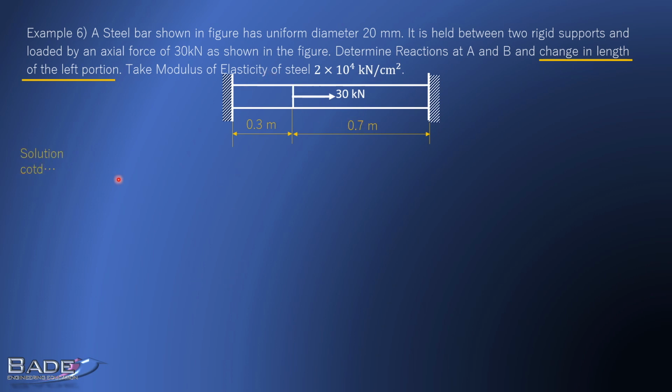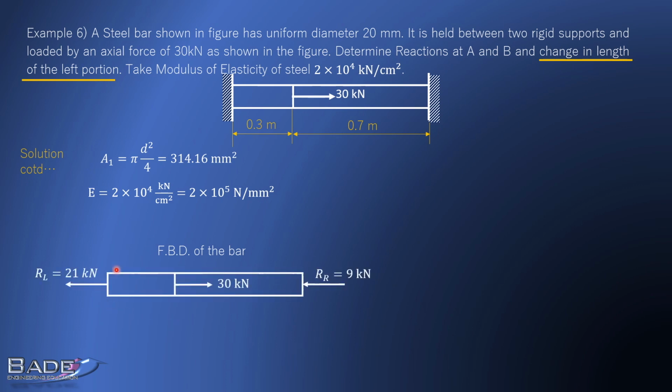So we are continuing with the example 6. Area pi d squared by 4, 314.16 millimeter squared. That is area of first part. Young's modulus of first part, it is 2 into 10 raised to 5. Of course, for both of the parts it is the same. FBD of the bar. So this is free body diagram.